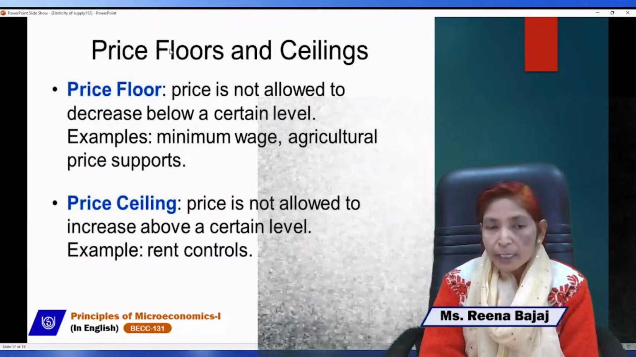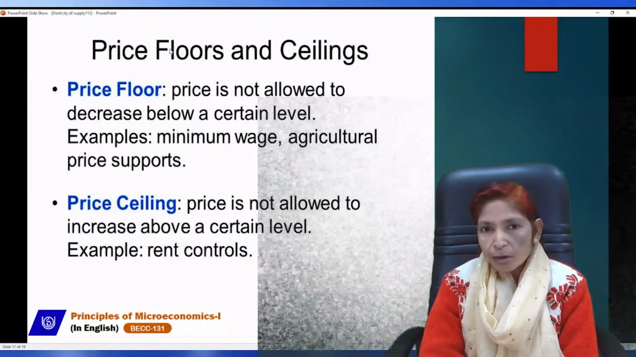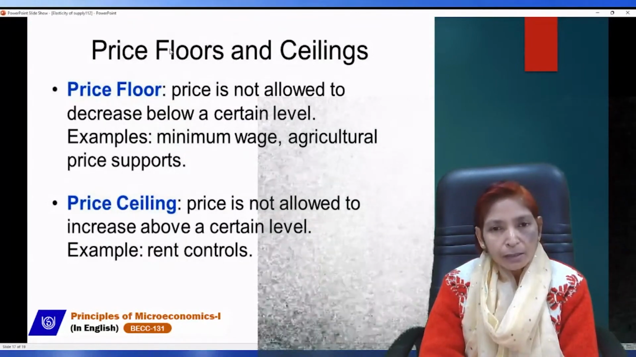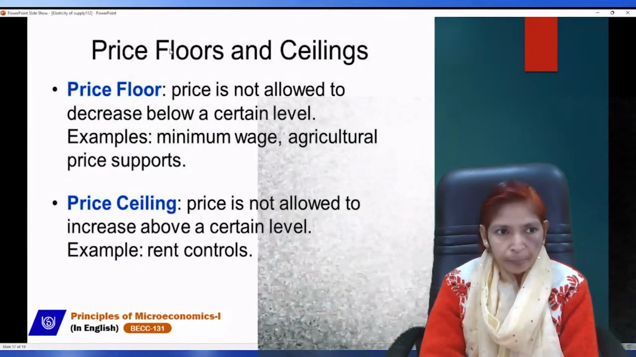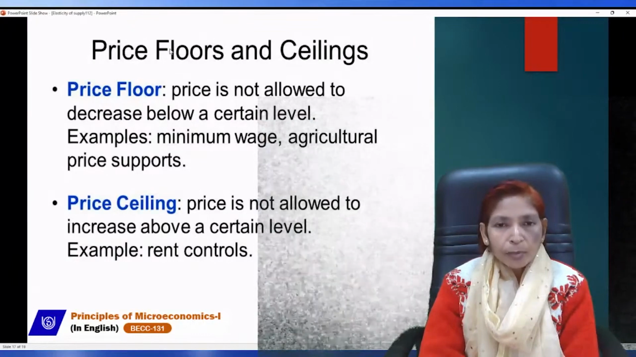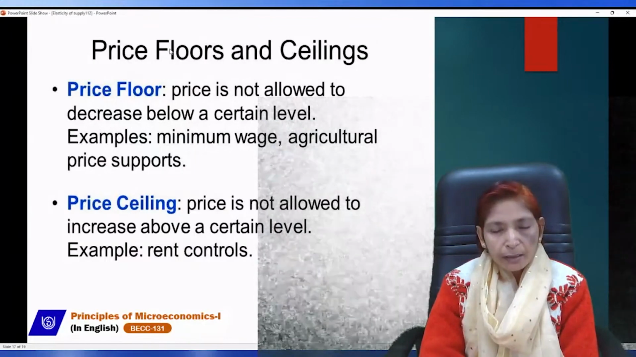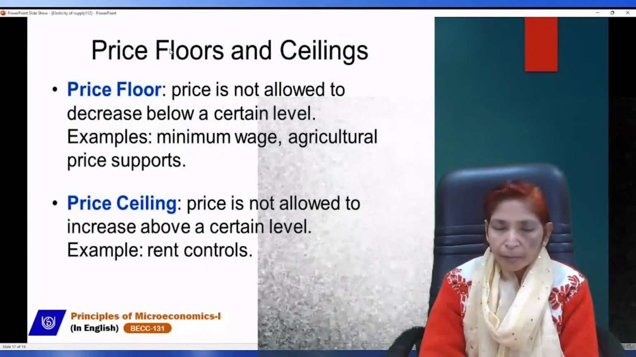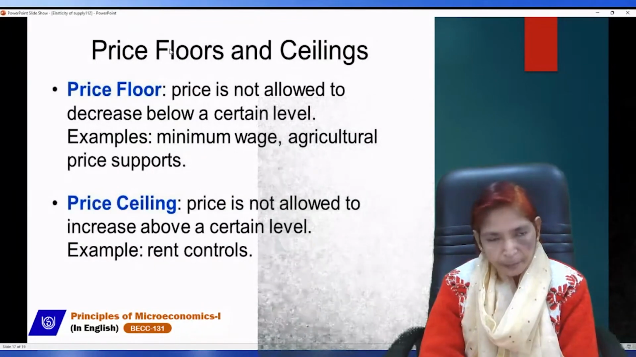As you know, price is determined with the help of demand and supply curves. The demand curve is always a downward sloping curve. The supply curve is always an upward sloping curve. Where both curves intersect each other, the equilibrium price is determined and the equilibrium quantity is also determined. So price floor and price ceiling both are fixed by the government. If the government interferes in the market, then the government can increase the price level from the equilibrium price level, and can also decrease the price level from the equilibrium price level.